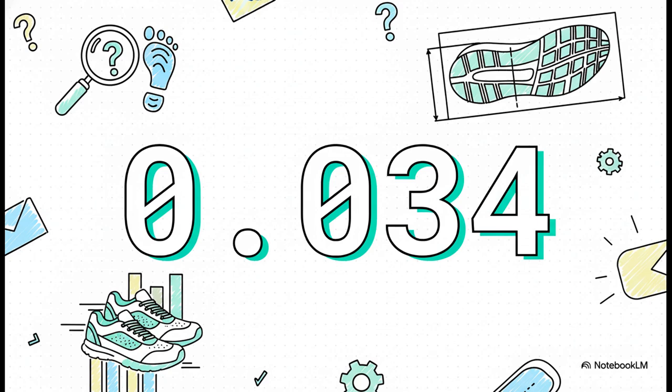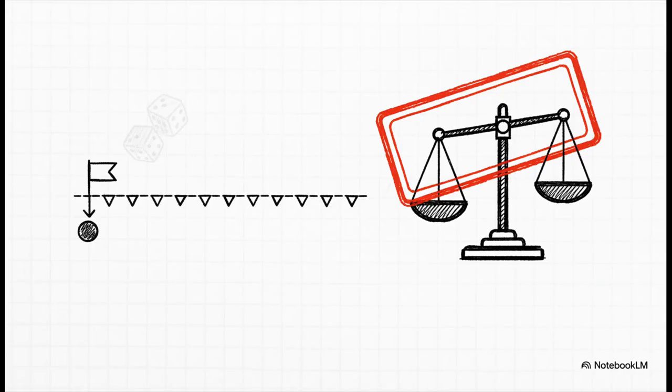But what on earth does it actually mean? The p-value tells us the exact probability that we would see a difference this big in our sample just by pure random chance. In our case, there's only a 3.4% probability that our results are a complete fluke. And since that chance is so low, well below the standard 5% threshold we use for reasonable doubt, we can confidently reject the null hypothesis. The verdict is in. The difference we saw is real.